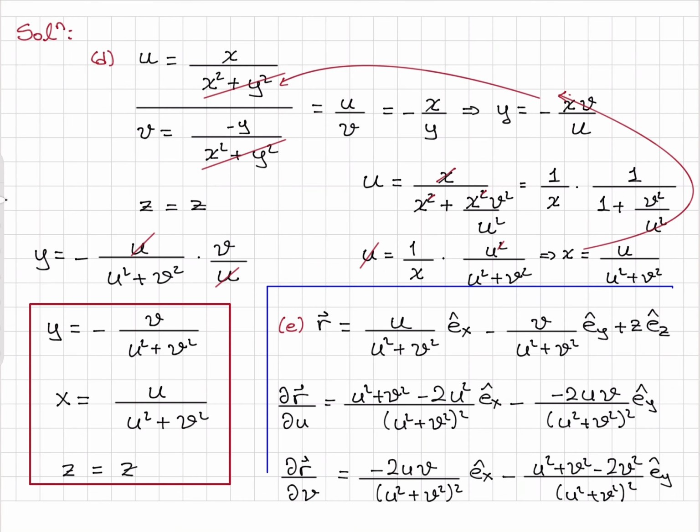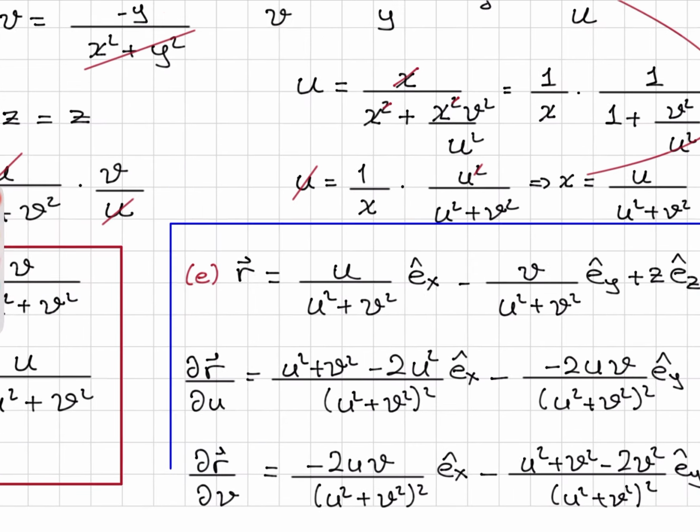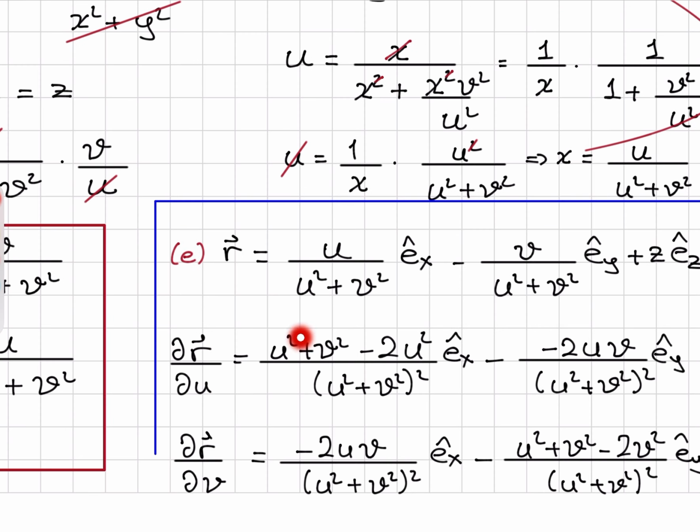So I have determined the partial derivatives with respect to u and v. Let's see if I can simplify this. You can see that I have u squared and minus 2u squared, so this will give me v squared minus u squared. This term will remain the same. Also, this term will remain the same. Here I have u squared minus v squared with a minus sign, which will also give me v squared minus u squared for this term.